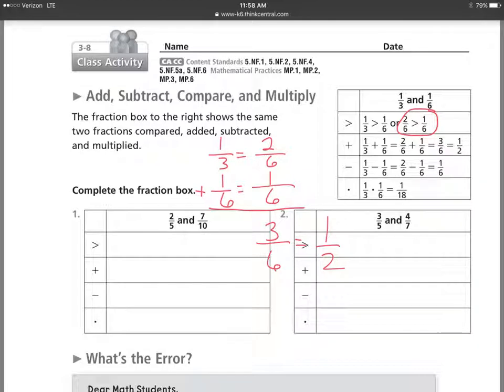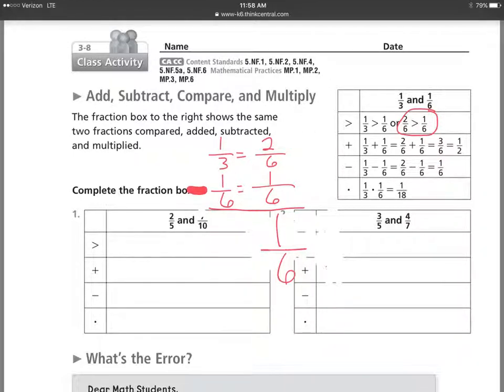The next thing we have to do is subtract, but we already have our problem set up to subtract. So all we need to do is erase our answer down here and erase our sign, change that to a subtraction sign, and go ahead and subtract 2/6 minus 1/6 to get 1/6. And we can take a look at the box over here and see that they did the same thing. 1/3 minus 1/6 is the same as 2/6 minus 1/6. That's what we have here. We've already set it up. And that will get us 1/6.